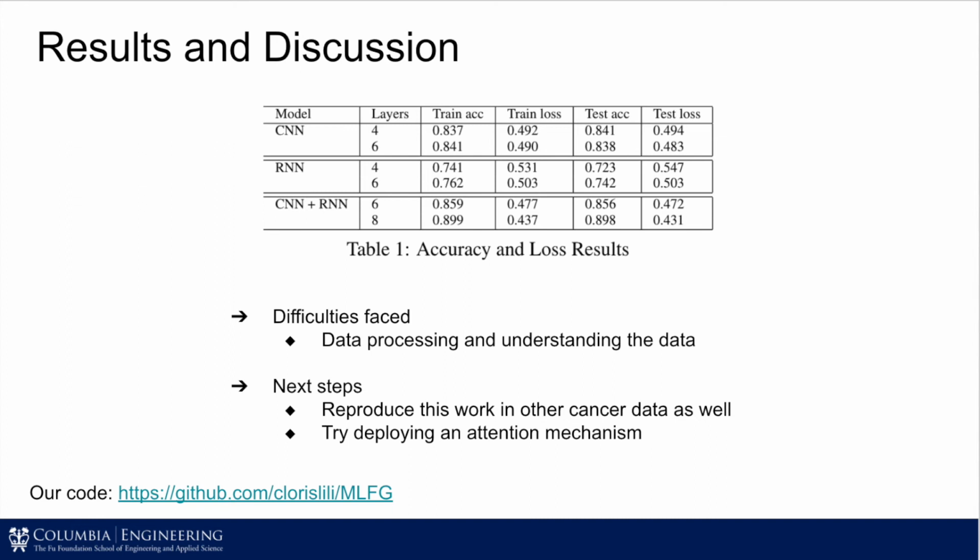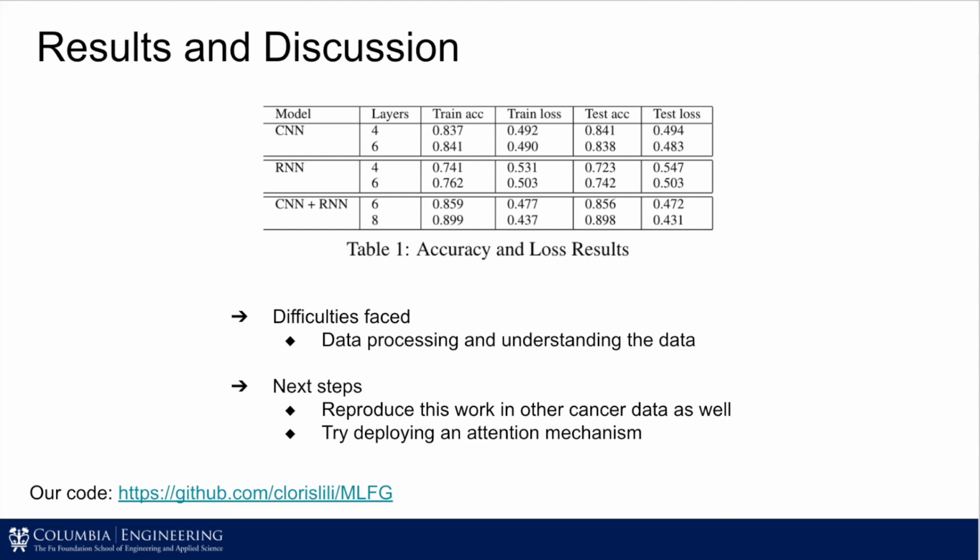Our best model had 0.898 test accuracy and 0.431 test loss. The second best model was CNN plus RNN with fewer layers, which yielded test accuracy of 0.856 and test loss of 0.472. The RNN model by itself did not perform as well as the CNN. However, when we combined the two, the performance was the best.